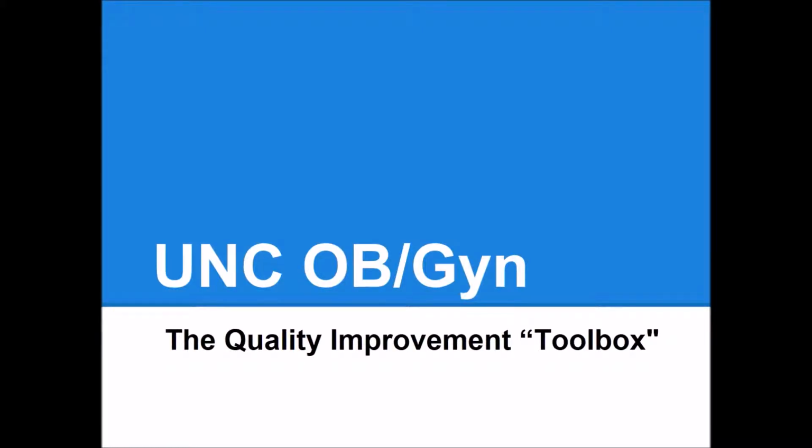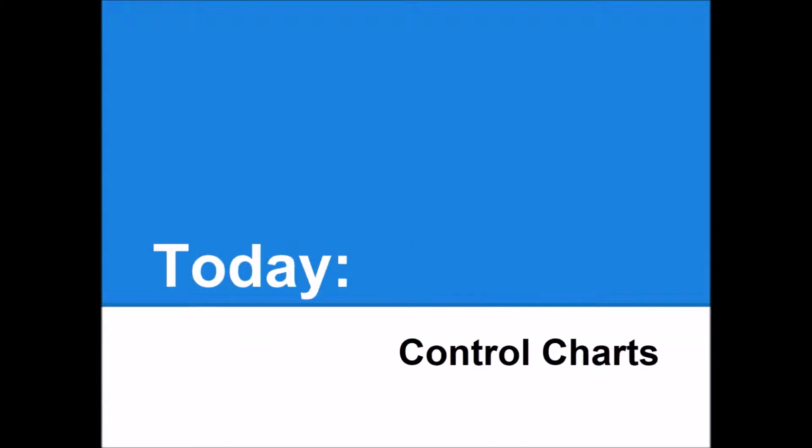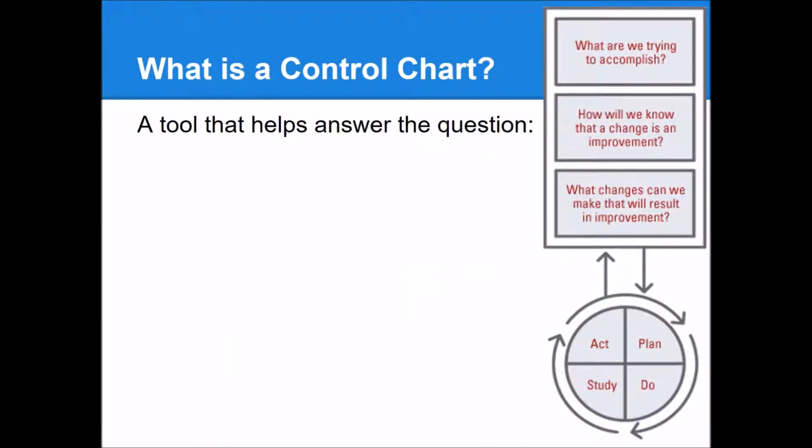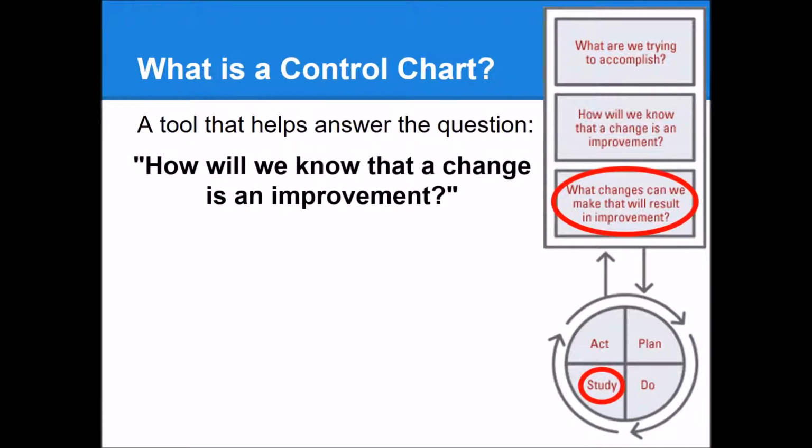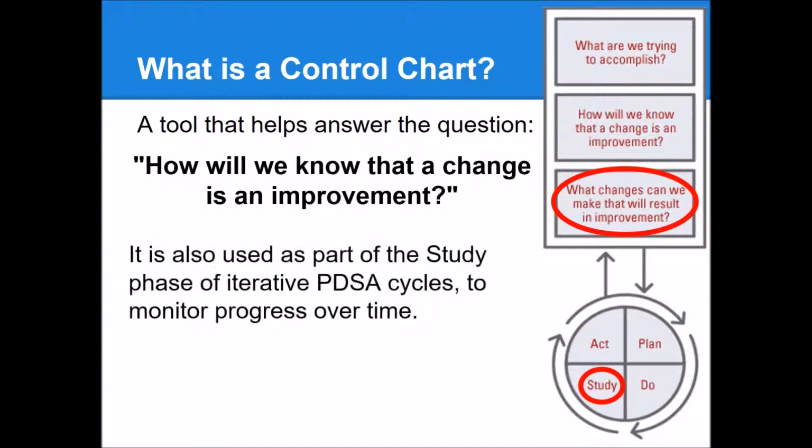Welcome to the 7th and final lecture in the UNC OBGYN Quality Improvement Toolbox lecture series. Today we'll be talking about control charts. A control chart is a tool that helps us answer the question, how will we know that a change is an improvement? It's used in a PDSA cycle as part of the study phase to monitor progress over time.